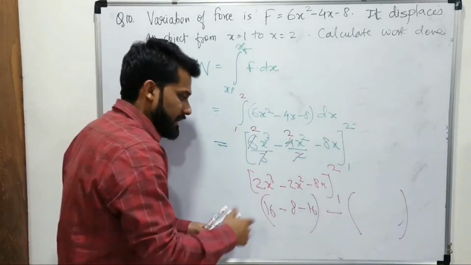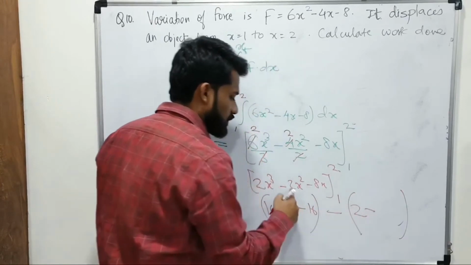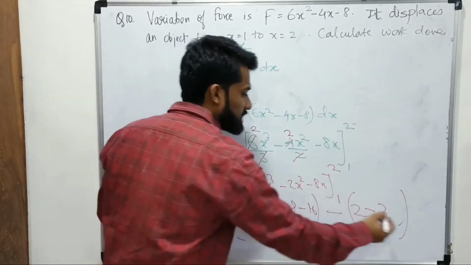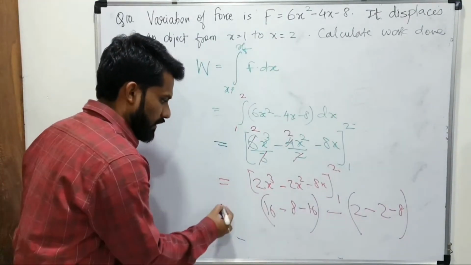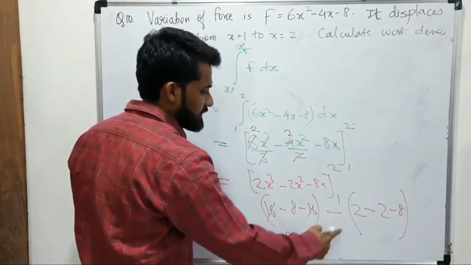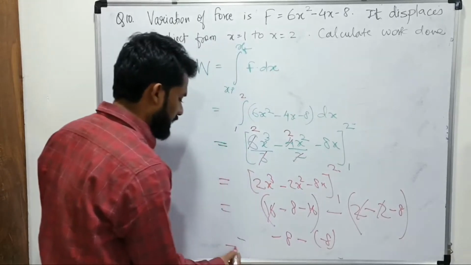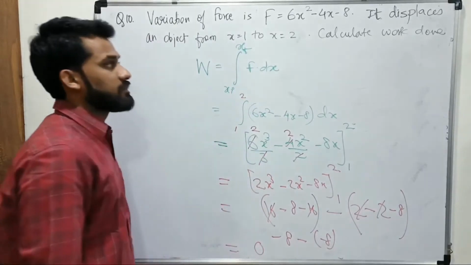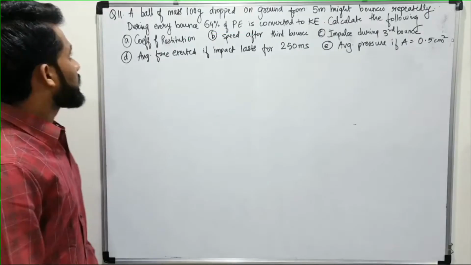So if I put lower limit, 2 into 1 cube is 2, minus 2 into 1 square is 2, minus 2 into 1 is 8. So solving this, 16 will cancel, it is minus 8, minus 2 will cancel, this is minus 8. So effectively the answer becomes 0. So the work done in this process is 0. No work is done. Question number 11.